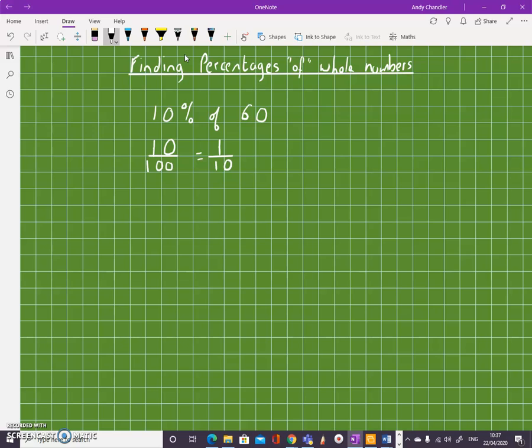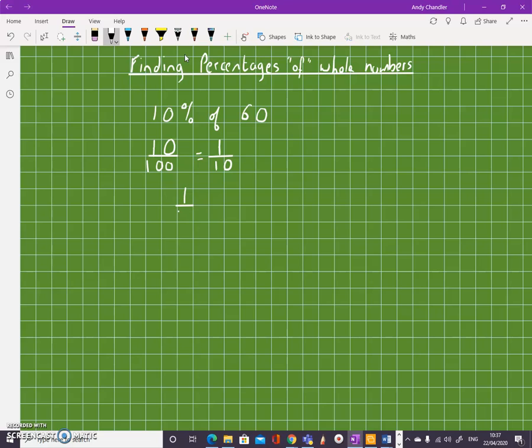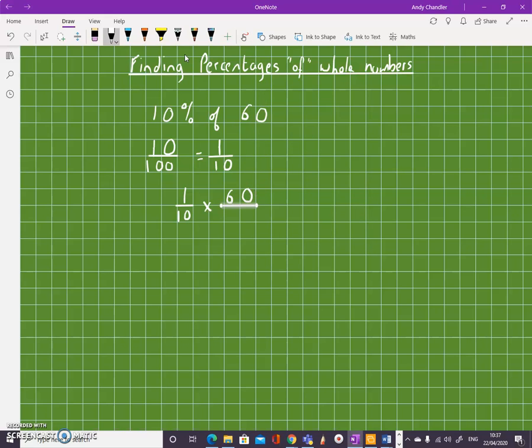And then remember, of means multiply, so I'm going to do 1 over 10 multiplied by 60. We always put a whole number over 1 as a fraction. Then I'll do the routine of checking to see if I can simplify diagonally. That's a voluntary step, remember, but I highly recommend it. I can simplify 10 and 60 because they're both in the 10 times table, so I can divide them both by 10. 10 goes into 10 once, 10 goes into 60 6 times.